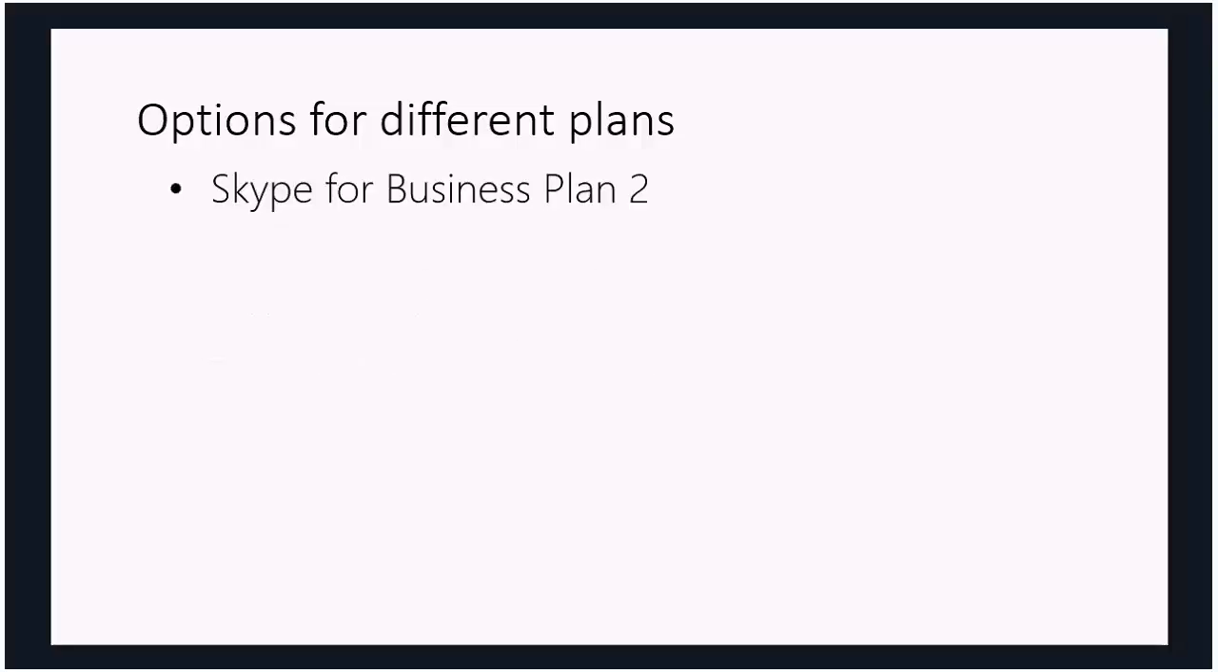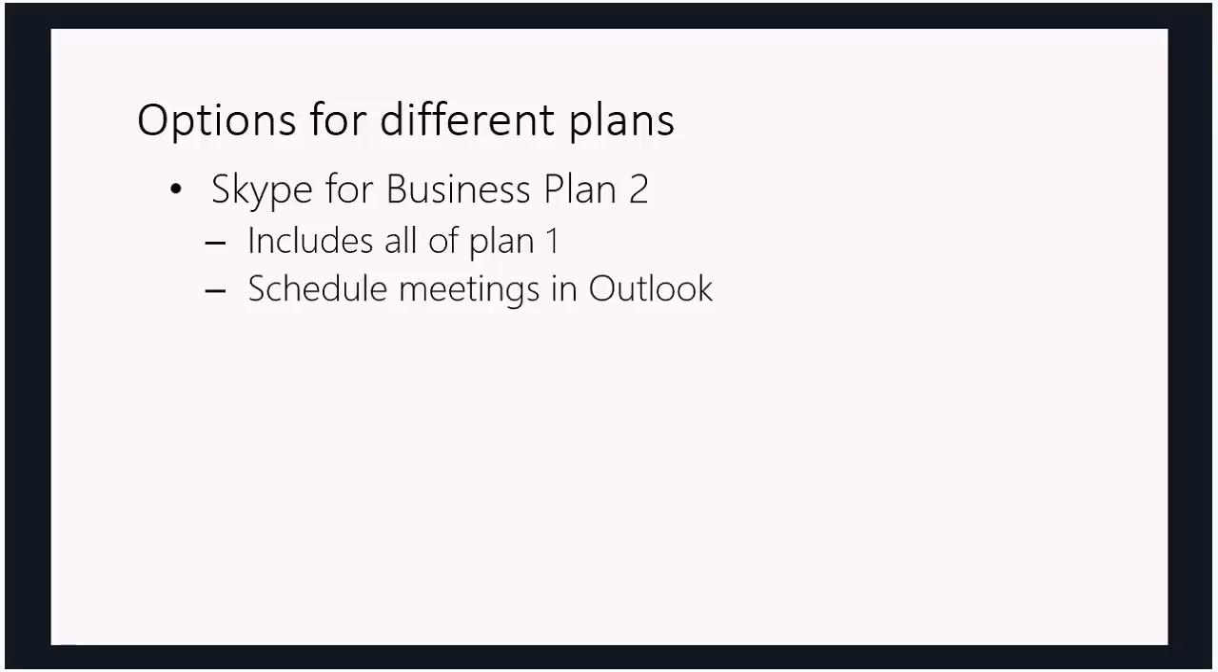Now, the better option is obviously Skype Plan 2. It includes everything that I've talked about, all the basic messaging and conferencing ability that comes with Plan 1. But it includes, for example, the ability to schedule meetings in Outlook. So when you install Skype for Business and there is Outlook on the desktop, you'll receive an additional button in the calendar option that allows you to create a Skype for Business meeting and automatically put in the correct URL, which can then be forwarded out to attendees.